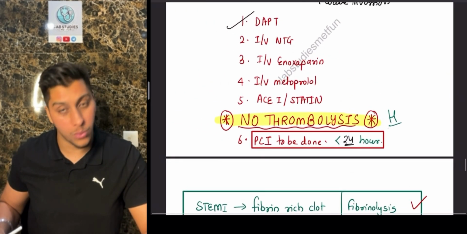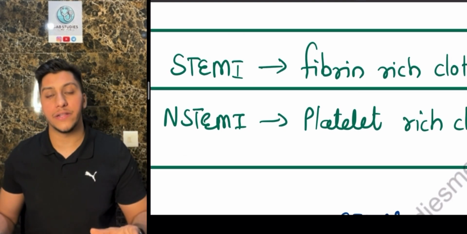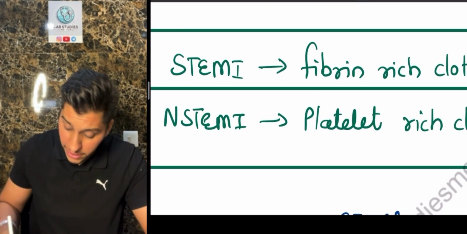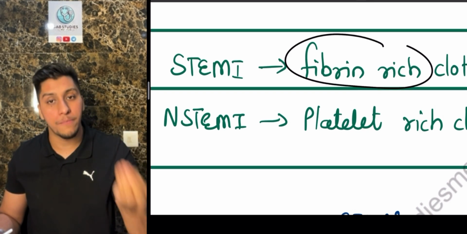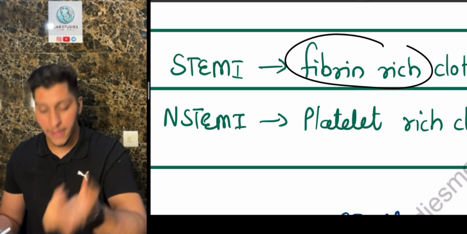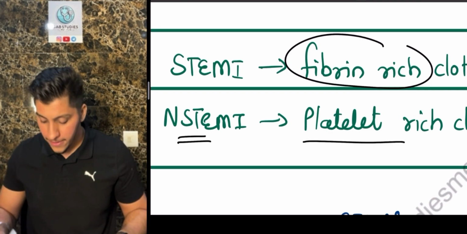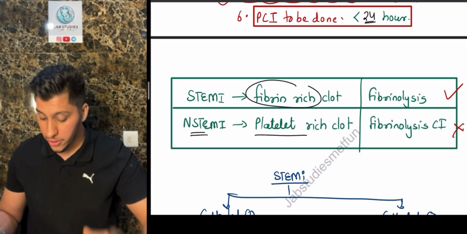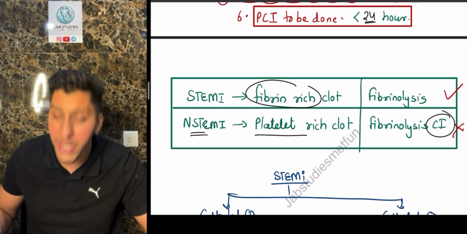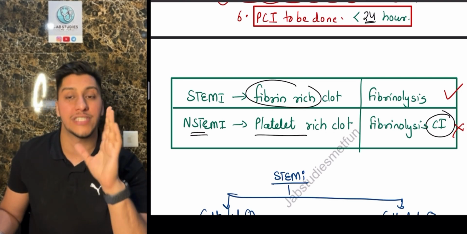Now understand why. In case of STEMI, doctors, the clot which is causing the problem is made of fibrin-rich clot, which is very thick. So only if this fibrin is there will you do thrombolysis. On the other hand, in NSTEMI, the clot is made up of platelets. And if you mistakenly give thrombolysis, it will cause further, more severe bleeding. So remember, fibrinolysis is contraindicated in case of NSTEMI, while you do fibrinolysis in case of STEMI only.